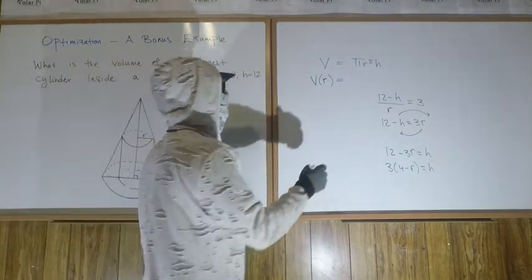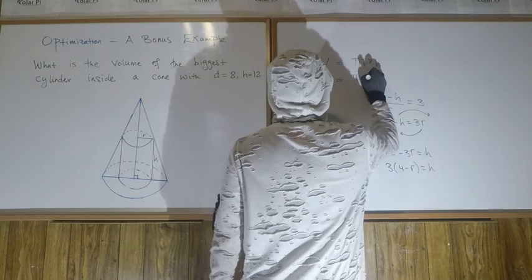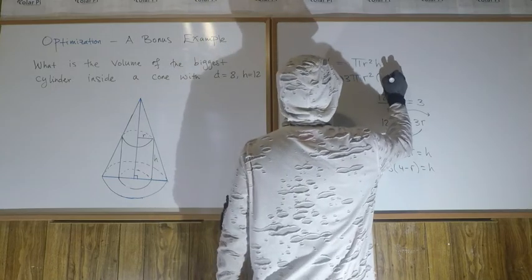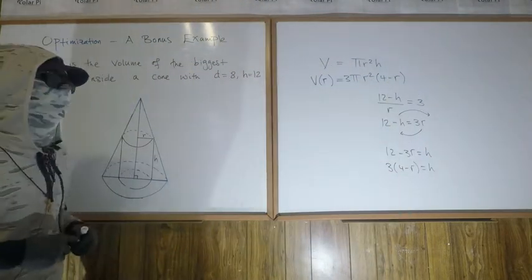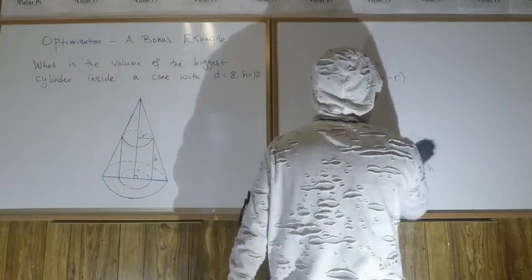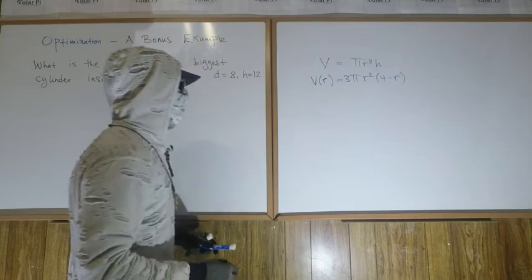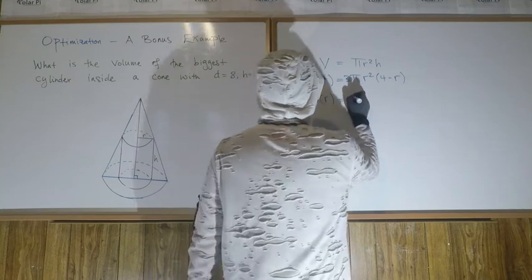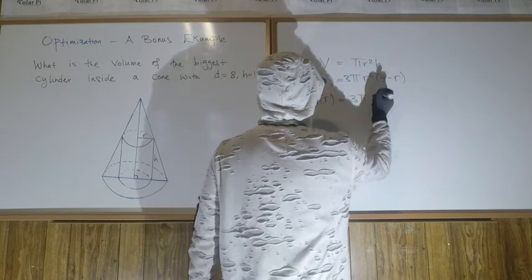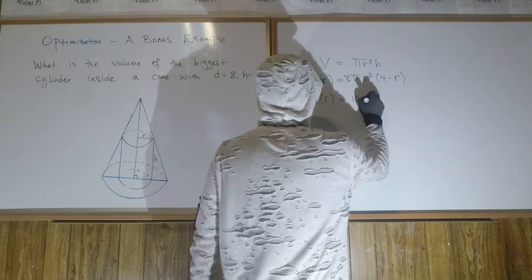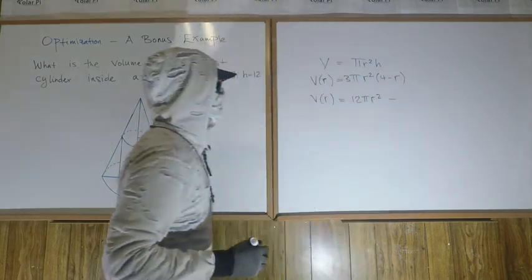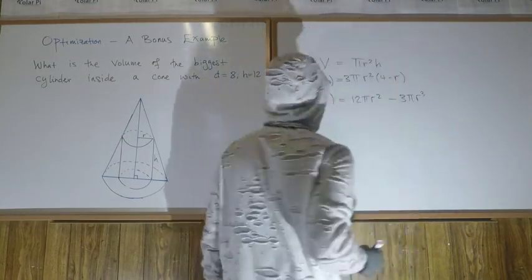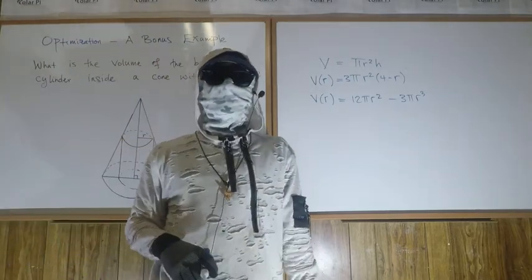So v is a function of r. So v of r is going to be pi times r squared, and then h we see is 3, so I'll write the 3 here, times 4 minus r. Got it. Okay, cool. And for the purpose of taking derivatives, we probably want to distribute this r squared, and so we're going to write v of r is equal to 3 and then pi times r squared times 4, so that's actually 12 pi r squared, and then minus what? Minus 3 pi r cubed, right? 3 pi r cubed. Got it. Okay, cool. So now what?